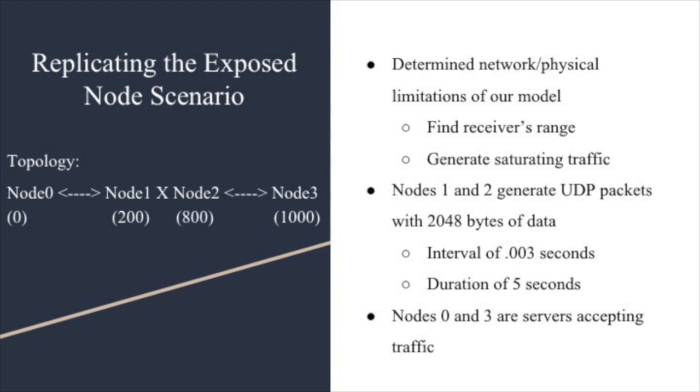So now I want to move into the actual experiments and how we put our protocol to the test. And to do this, we started with actually trying to replicate the basic exposed node scenario. This was done in an iterative fashion where we determined the network and physical limitations of our model. And so we had a general location model where we could specify coordinates of various nodes, and there was no direct mapping between these coordinates and actual location units.